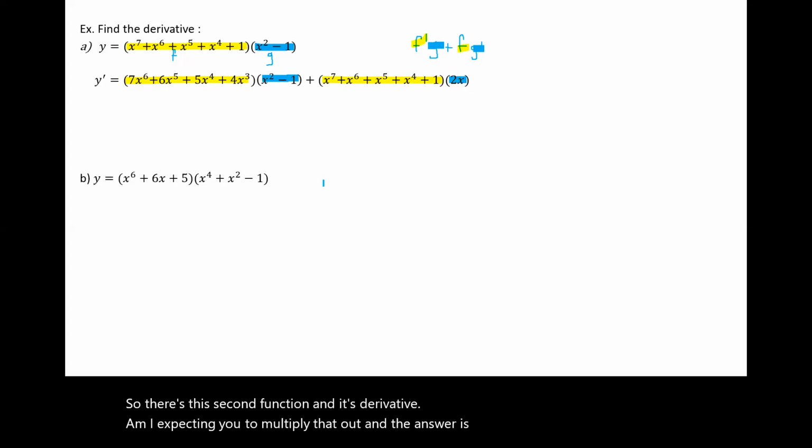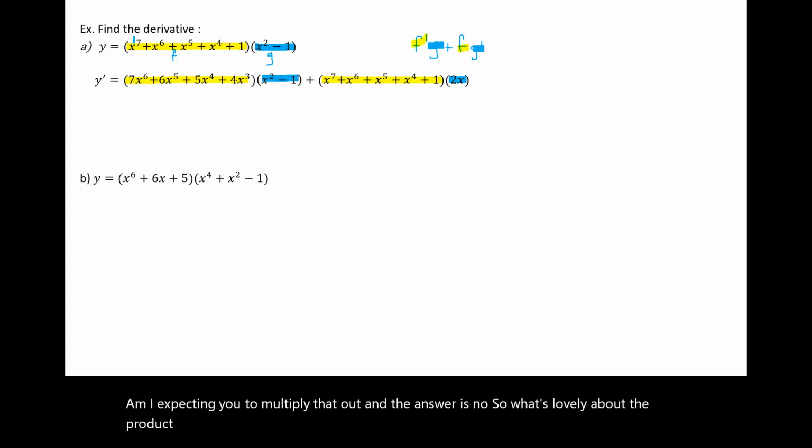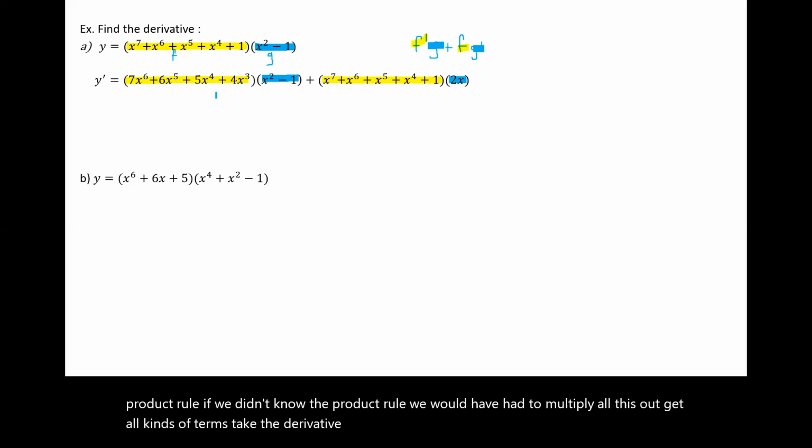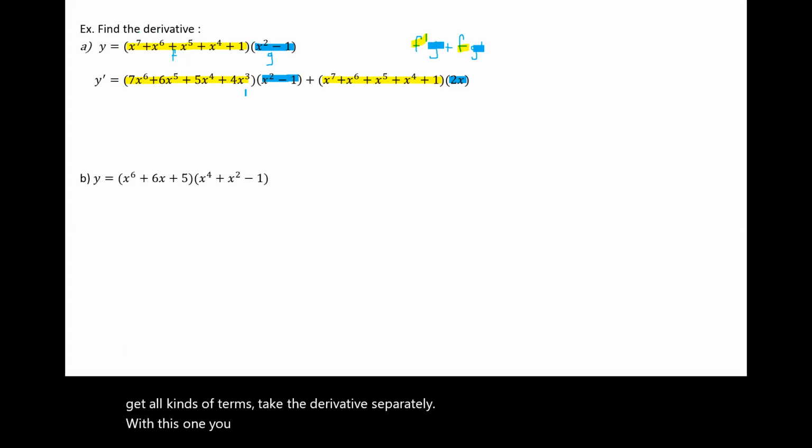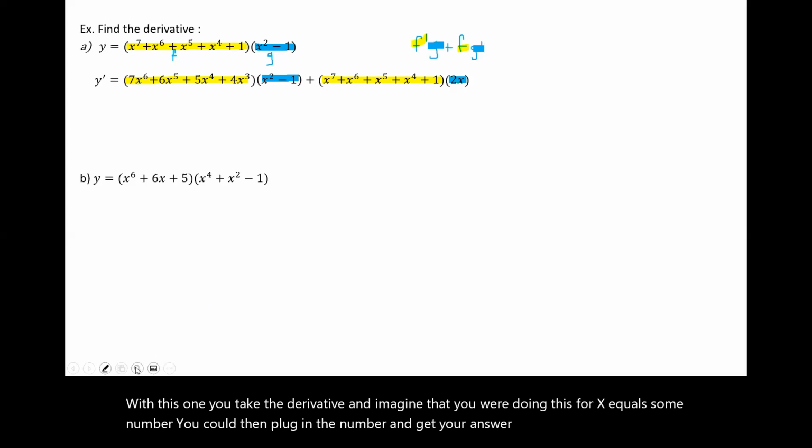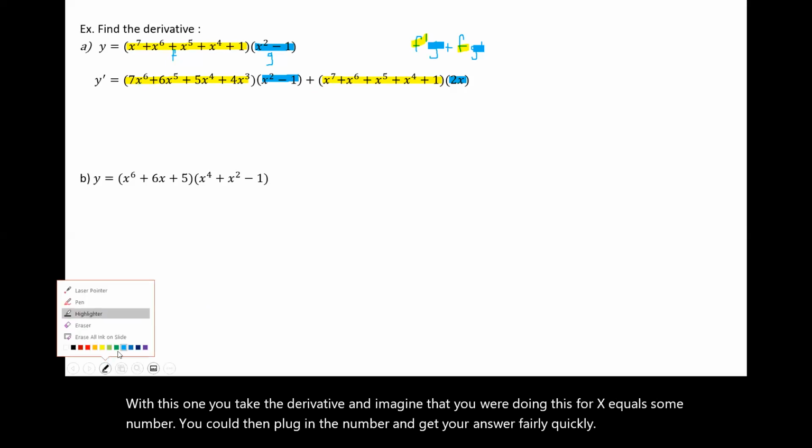So what's lovely about the product rule? If we didn't know the product rule, we would have had to multiply all this out, get all kinds of terms, take the derivative separately. With this one, you take the derivative, and imagine that you were doing this for x equals some number. You could then plug in the number and get your answer fairly quickly. Okay, try the next one.